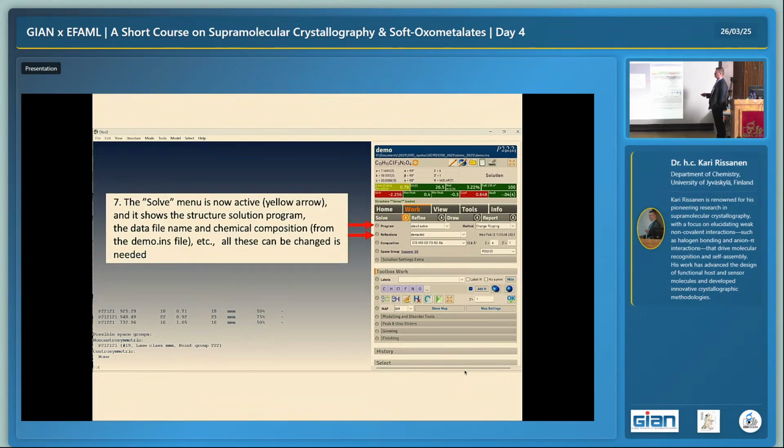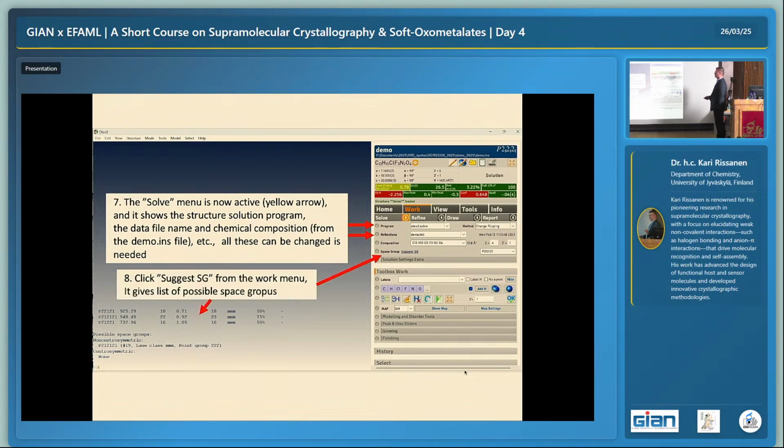Now the solve menu is active. That's the yellow arrow here. It shows the structure solution program, the data file name and the chemical composition. It says it reads the demo HKL file. It knows that it's there. All the data is there. And now the chemical composition is here. In principle, we can change this if we like, but this is okay for us. We think that is correct. Let's see what happens. All these can be changed if needed.